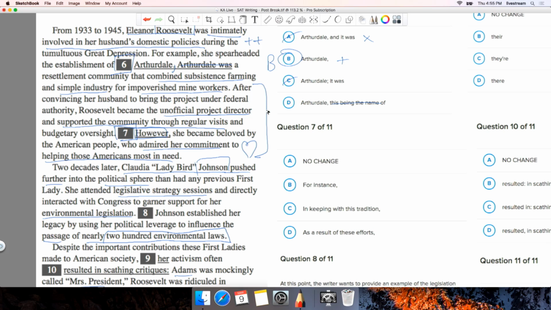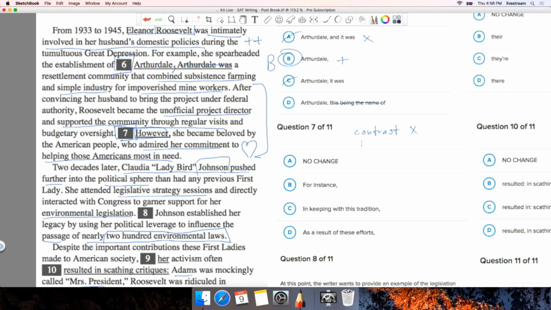So after convincing her husband to bring the project under federal authority, Roosevelt became the unofficial project director and supported the community through regular visits and budgetary oversight. However, she became beloved by the American people who admired her commitment to helping those most in need. So is that the right word for number 7? So however, it doesn't feel quite right because all of this passage is quite positive about Eleanor Roosevelt. And so to say however indicates that there should be a contrast. And there isn't a contrast there, so we don't want a contrast.